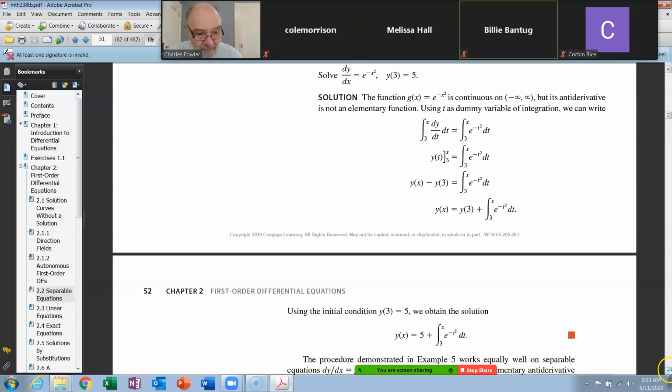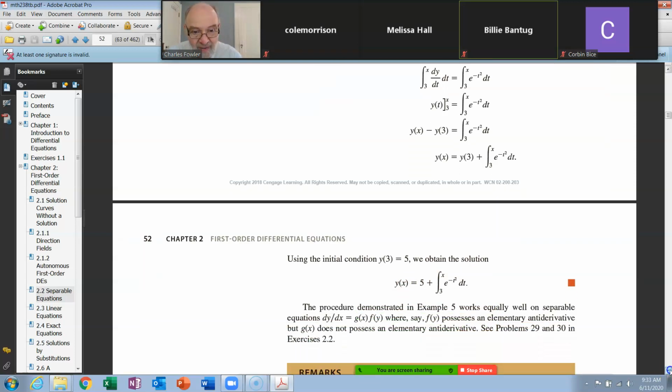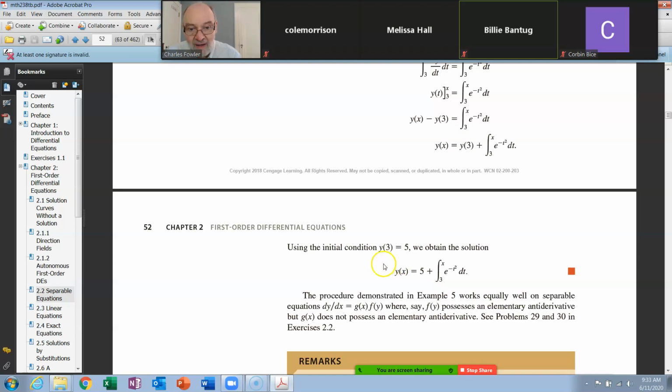Scoot it on up a little bit further. y of x is equal to 5. That's y of 3 plus this thing here. Now, are y'all at all familiar with this function here, this integral e to the minus t squared dt? I think you probably are.